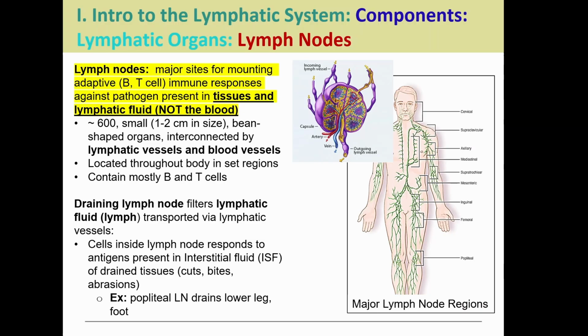we have about 600 of them. They're pretty small. They're about half an inch, basically. It's 1 to 2 centimeters, which is about half of an inch in size. Little tiny bean shapes that are connected through all of these lymphatic vessels as well as blood vessels. So we have kind of both blood and lymphatic connections there.